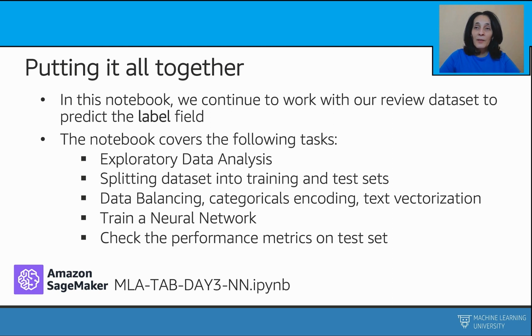And let's finally see how it all works together on our in-class review dataset to predict the label field. In the current notebook, we're going to go through exploratory data analysis on our dataset, splitting the dataset into training and test sets, data balancing, numerical processing, categorical encoding, and text vectorization, all the data processing, train a neural network with MXNet Gluon, and check the performance metrics on the test set. So let's open the Jupyter Notebook for a walkthrough.